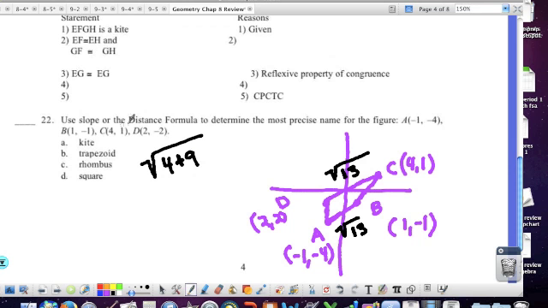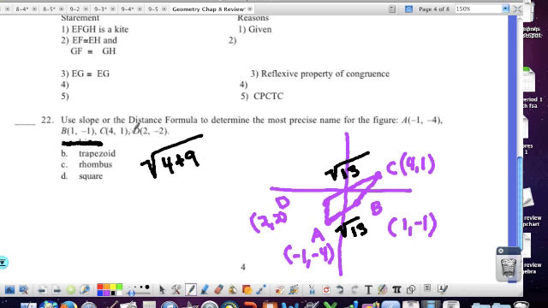Now I'm going to check CD. 4 minus 2 is 2. 2 squared is 4. And 1 minus -2, or 1 plus 2 is 3. So these are both square root of 13. So right now, I can rule out it can't be a kite. Okay? Now let's look at the other sides I have here.